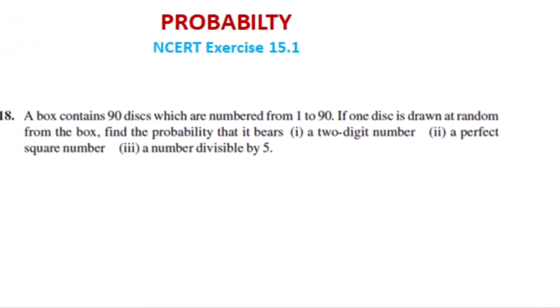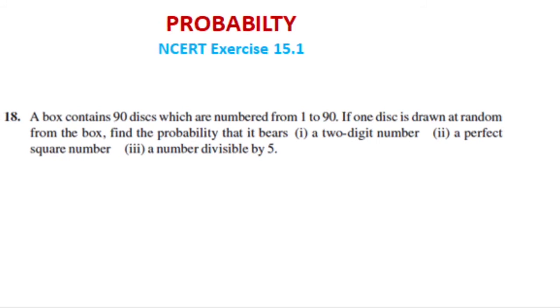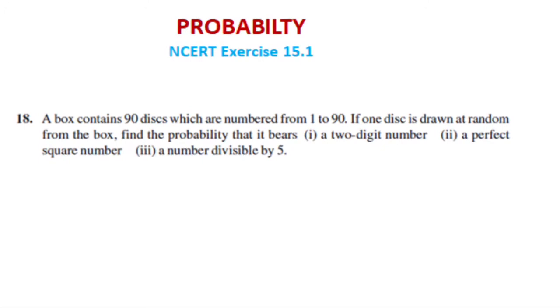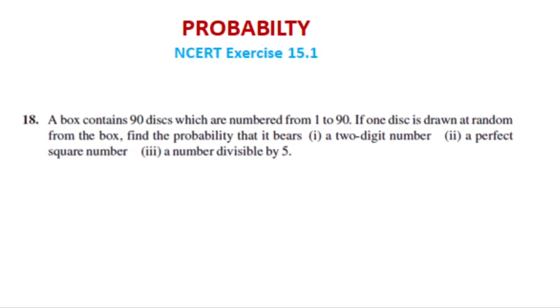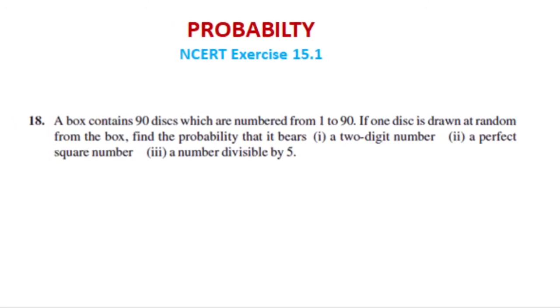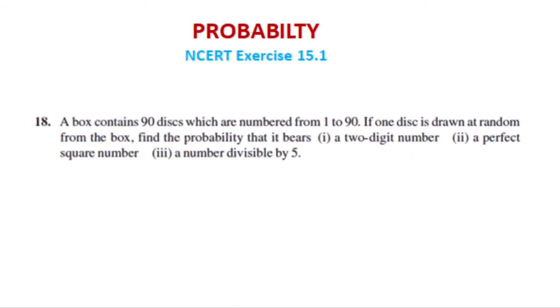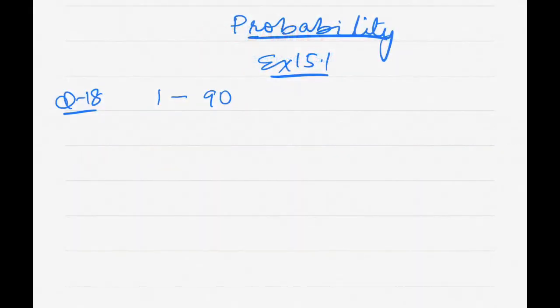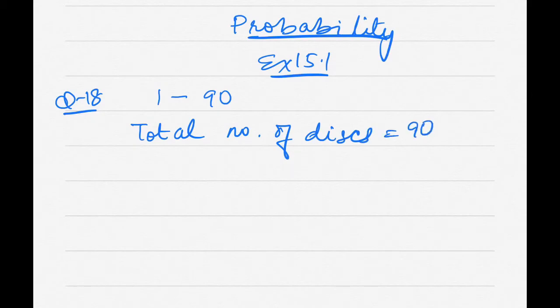And we are on question number 18 now. Question number 18 says a box contains 90 discs which are numbered 1 to 90. If one disc is drawn at random from the box, find the probability that it bears a 2-digit number. So total number of discs is 90, because they are numbered 1 to 90.